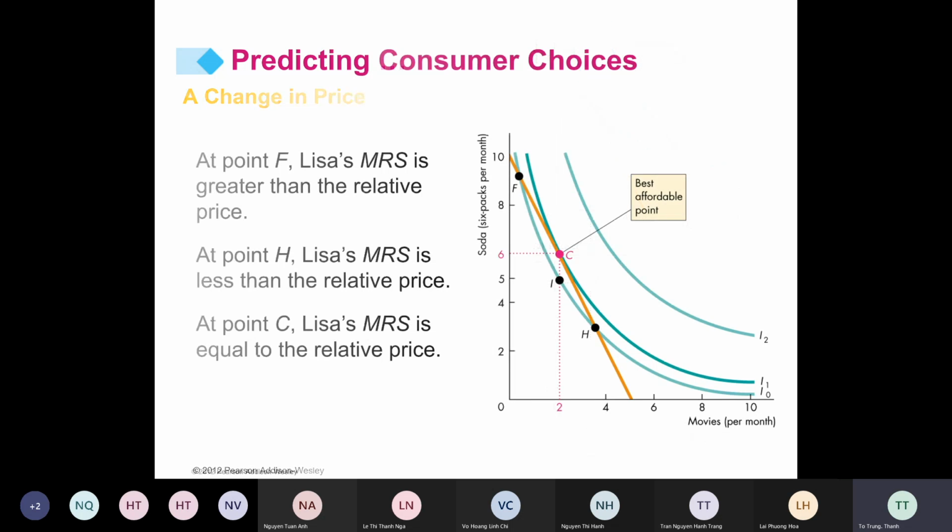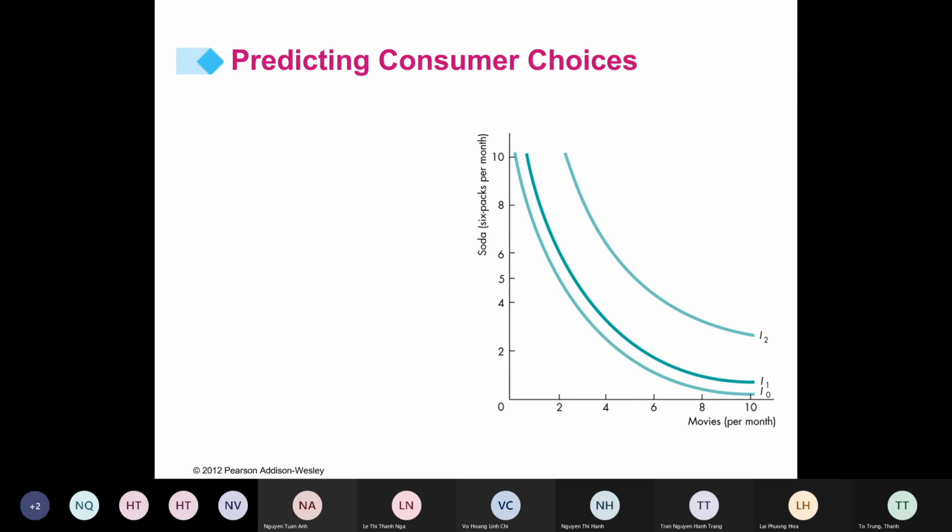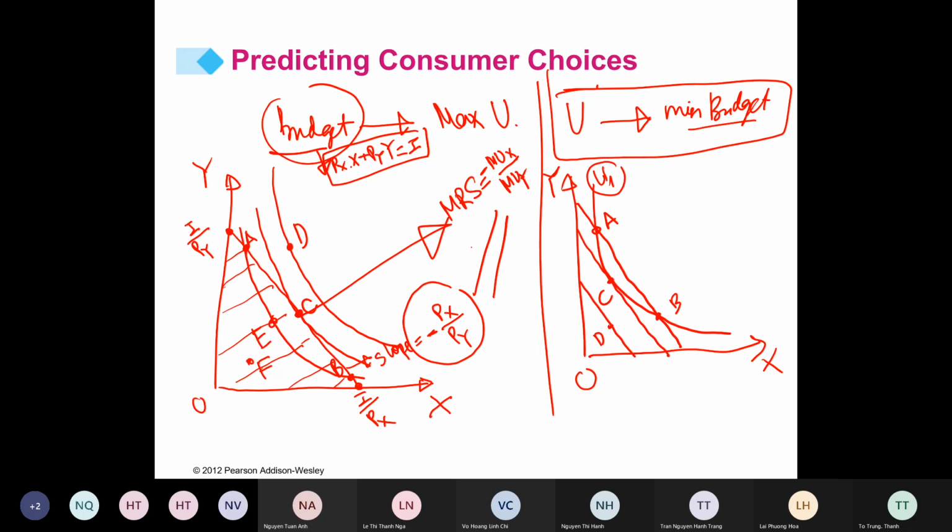Okay. So the next part of the lecture is that now what we do is to study two effects when we see the change in the price. So the question for you to discuss in teams and answer me after, let's say, 5 minutes is that I start from a point. Now we go back to the best point C like this.